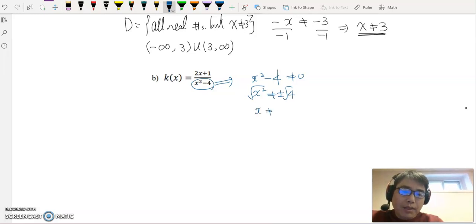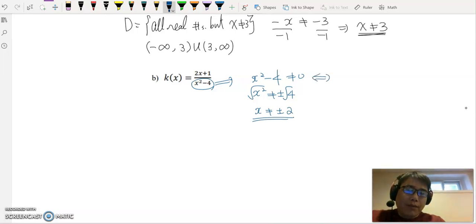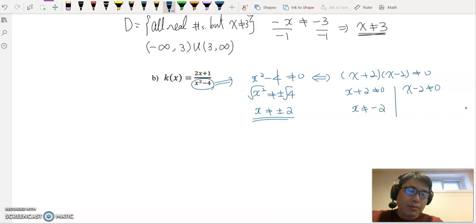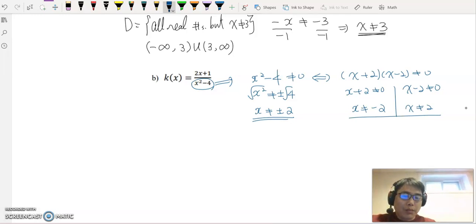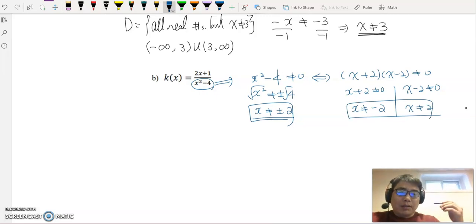So x cannot be plus and minus 2. Okay. So from here, you can also use factoring. So this becomes x plus 2, x minus 2. So you can set up x plus 2 cannot be 0, and x minus 2 cannot be 0. Therefore, x cannot be negative 2, and then x cannot be 2. You can calculate this way too. Anyway, so we found those two x values make the denominator equal to 0, so we have to avoid them.